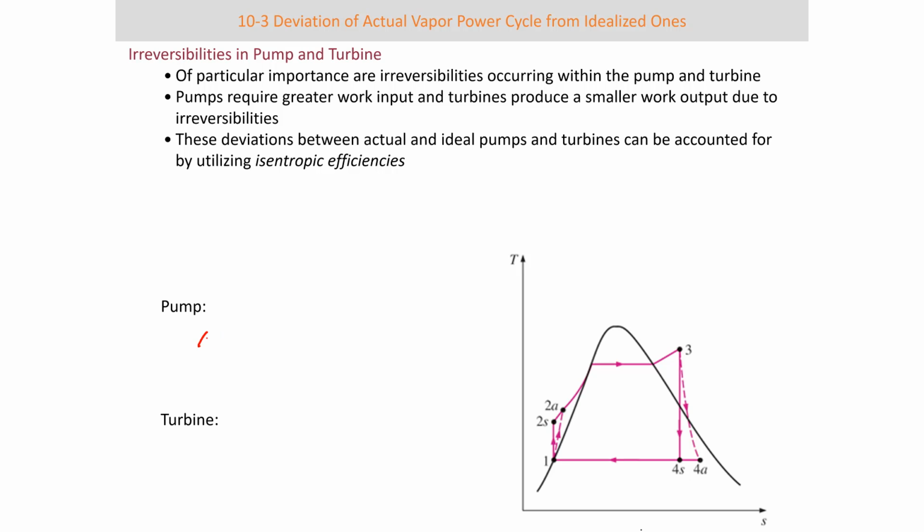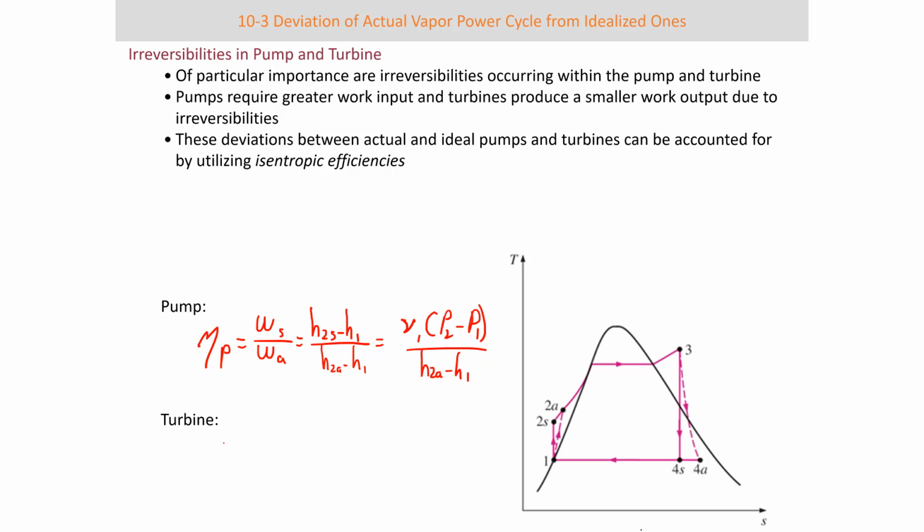And if you remember from chapter 7, the isentropic efficiency of a pump is the isentropic work over the actual work. So if I were to analyze that per unit mass, it would be the enthalpy coming out of the pump if it were isentropic minus H1, divided by the actual enthalpy coming out of the pump minus H1, where delta H isentropic can be approximated as v delta P.